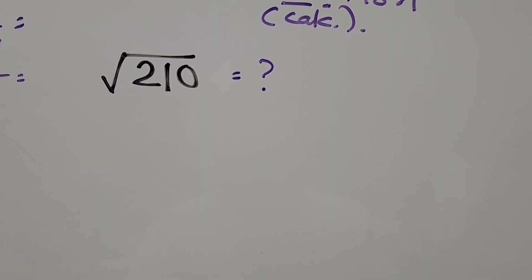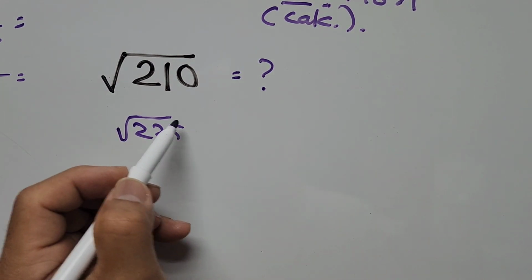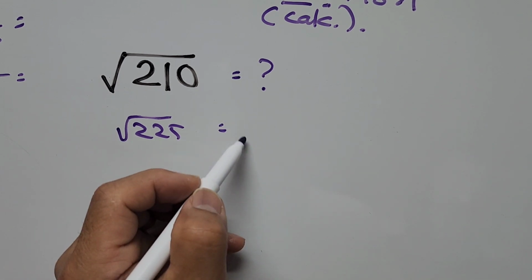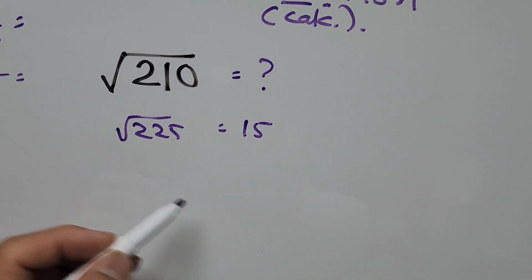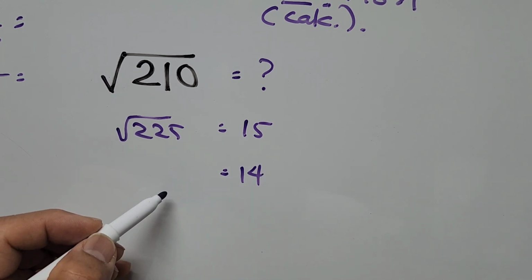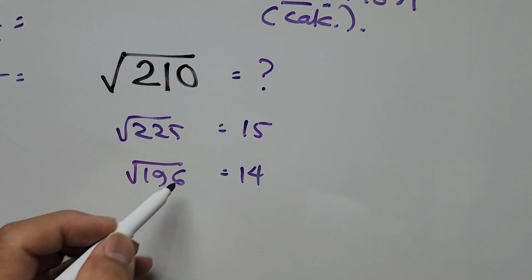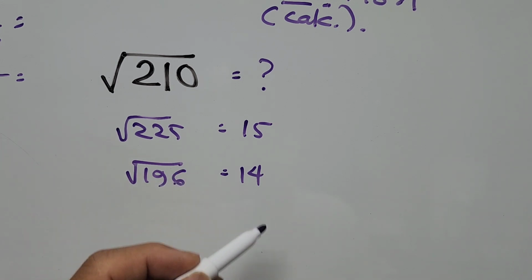So we have 2 reference numbers from this over here. So we have 15 and 14, right? The square of 15 is 225. So if we have that, 225, the square root of that is 15. And the other reference number is 14. 14 squared is 196, right? The square root of 196 is 14.